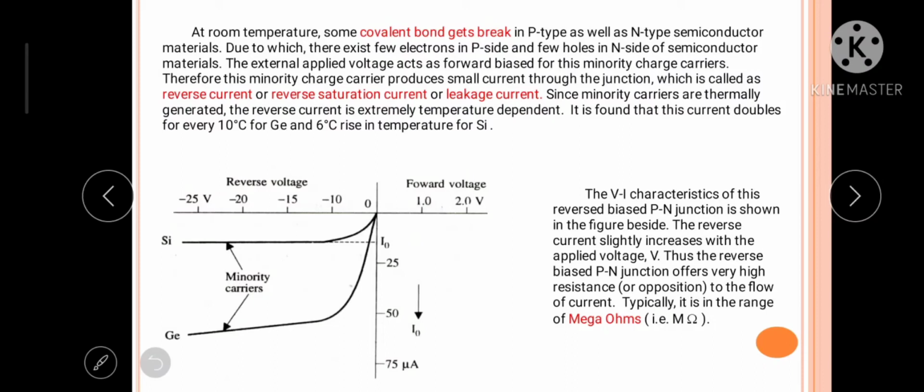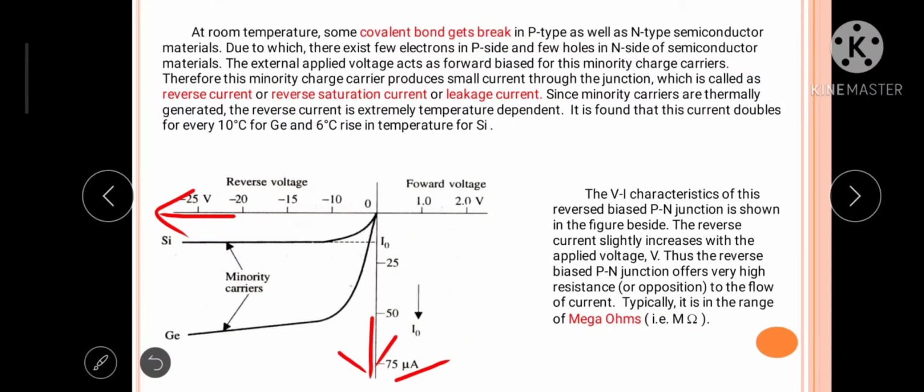Let us now discuss the voltage ampere characteristics of this reverse bias PN junction. In this figure, we have taken negative voltage on this negative side of the x-axis, and we have taken negative current on this negative side of the y-axis. Here, this negative current is very small. That's why its unit is taken as microampere. Here, micro means 10 to the power minus 6.